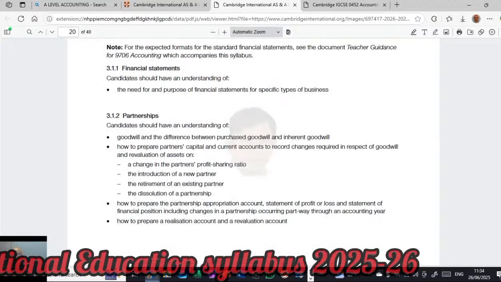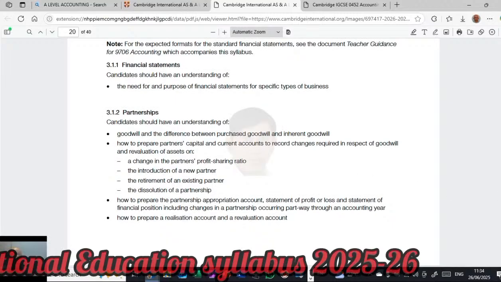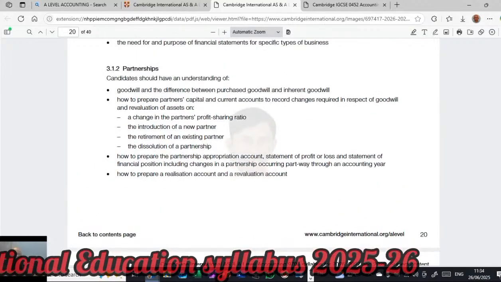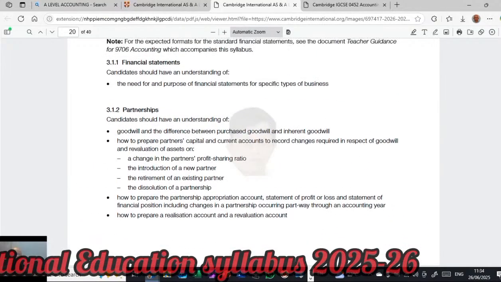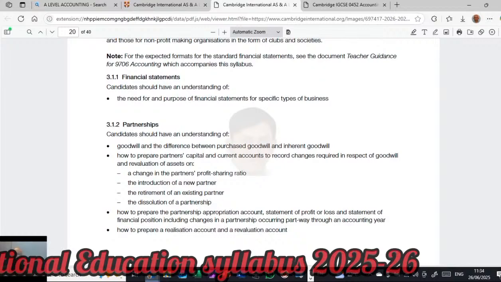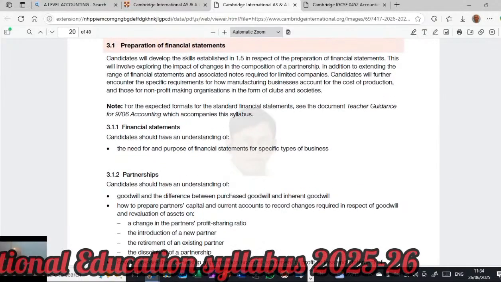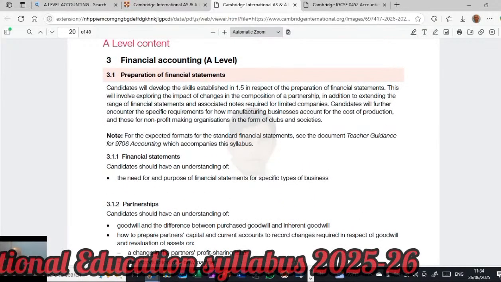Partnerships, change in profit sharing ratio. When there are changes in partnership, you will learn retirement, admission, and dissolution of partnership. All of these things you will learn here. So as far as partnership is concerned, we will learn changes in partnership. This is the first thing you learn in A level after AS level.